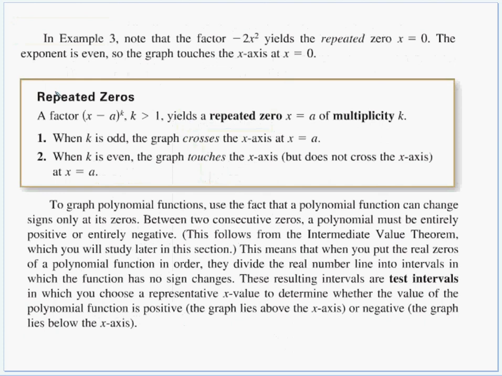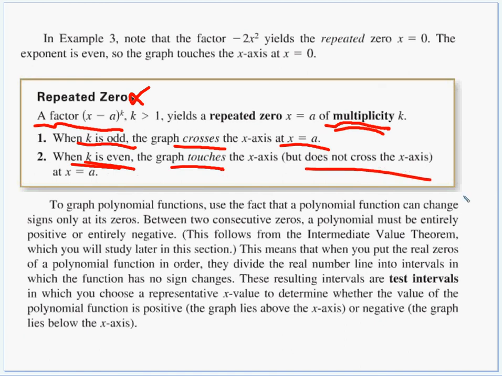Oh, and here's where the book says that a factor x minus some number a raised to the power k yields a repeated 0 of multiplicity k. Whatever that exponent is, they call that the multiplicity. When that number's odd, the graph crosses at that x value. When that k value, the exponent, is even, you'll touch but not cross. You'll bounce off the x-axis.